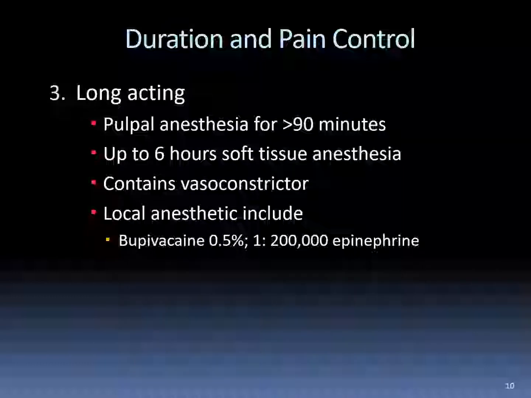The only medication that falls into the long-acting local anesthetic category, with a pulpal anesthesia of over 90 minutes and 6 hours of soft tissue anesthesia, is bupivacaine at 0.5% in a 1 to 200,000 ratio. It contains a small amount of vasoconstrictor, but the drug itself is extremely powerful.